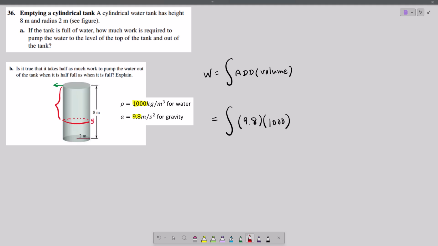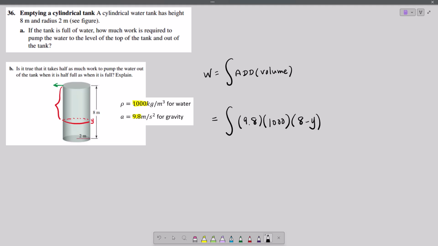We're going to think of this as the cross section at a height of y. So that cross section of water is at a height of y. How far does it travel to get out the top? 8 minus y. If the whole tank is 8, and that cross section is y units high, the distance up top is the total distance, 8, minus the height, so it's 8 minus y. That is the distance traveled by the cross section at height y. There is ADD: acceleration, density, distance.